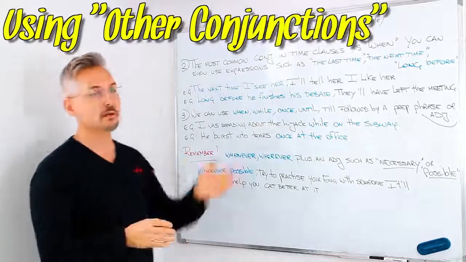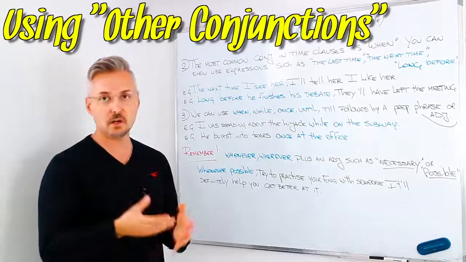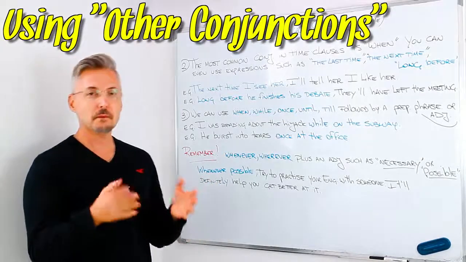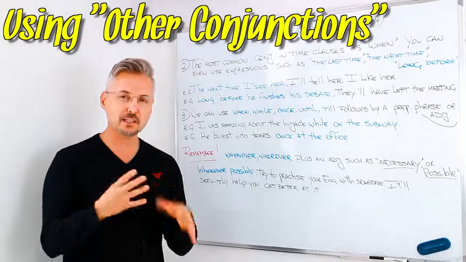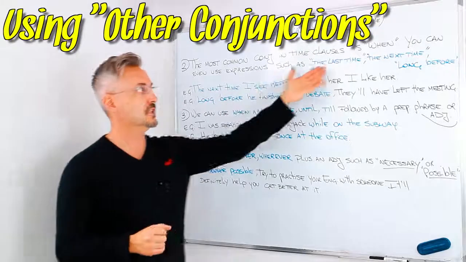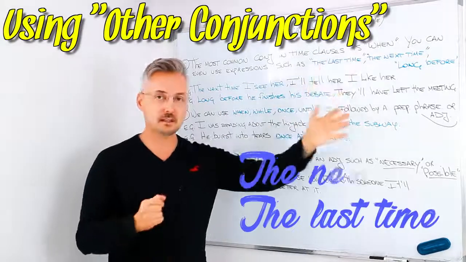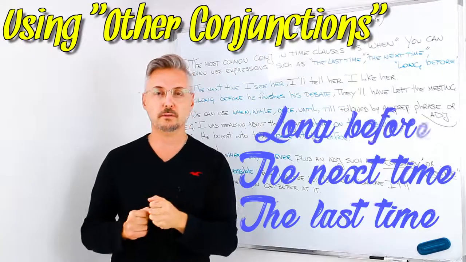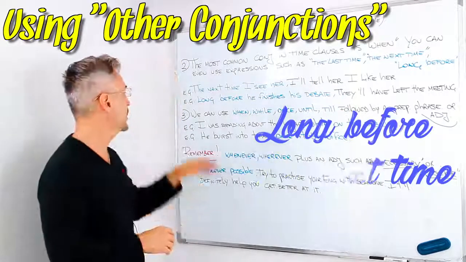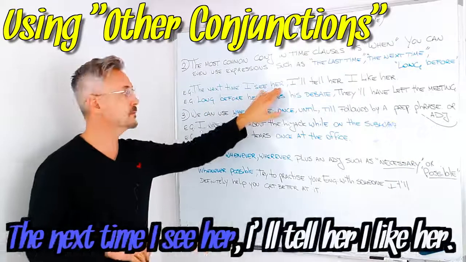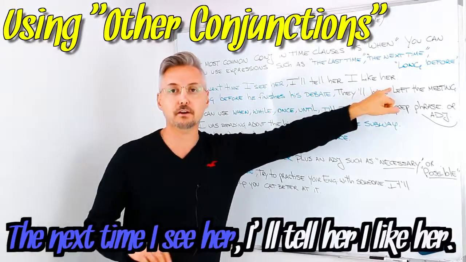So the most common conjunction in time clauses is when. But if you don't want to use when, there are expressions that you can use, such as the last time, the next time, and long before. I have two examples for you. The next time I see her, I'll tell her I like her.